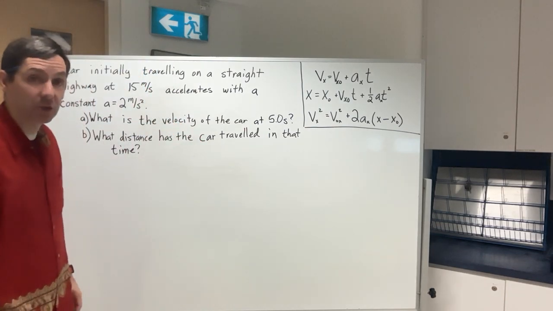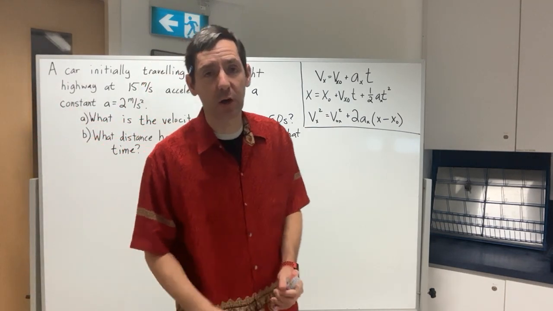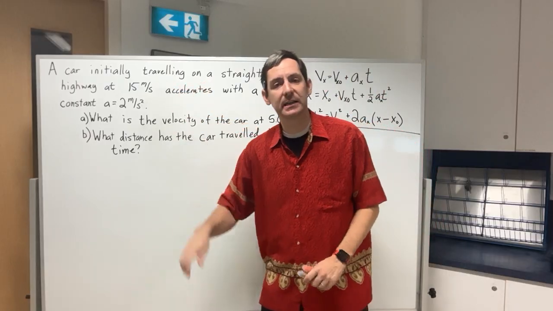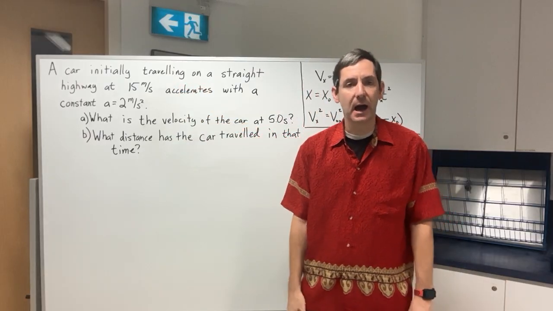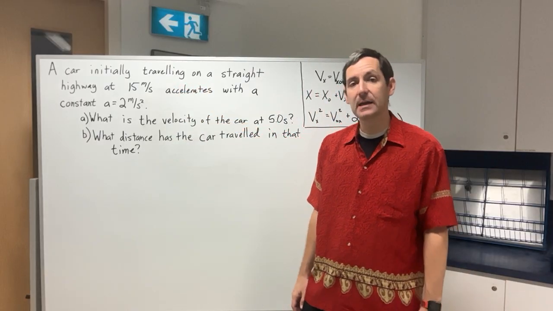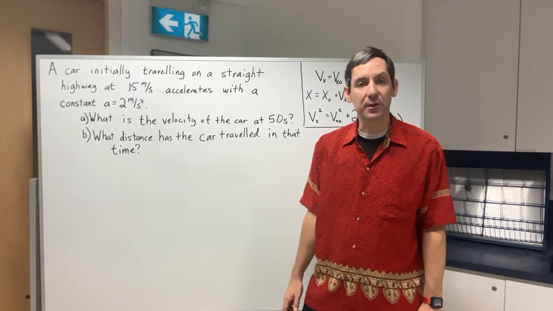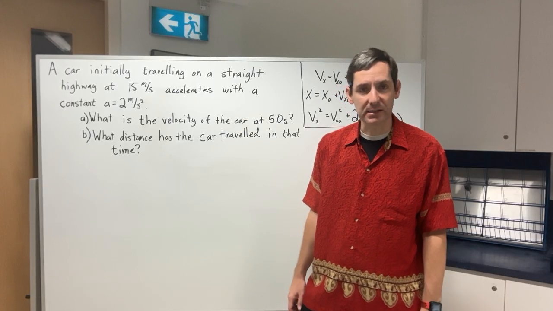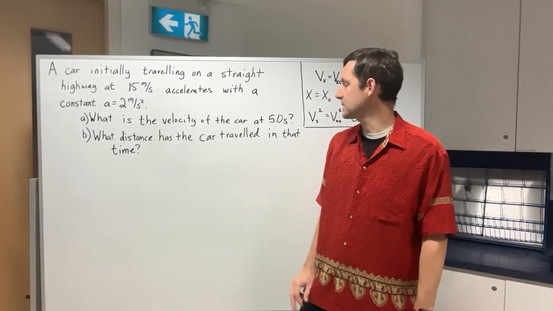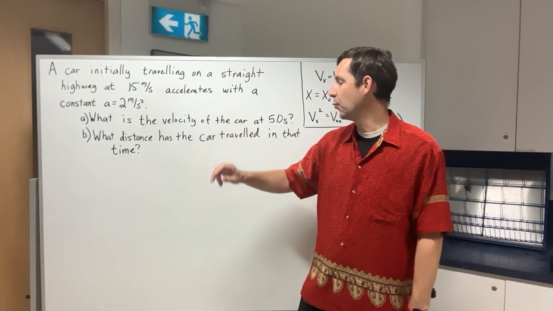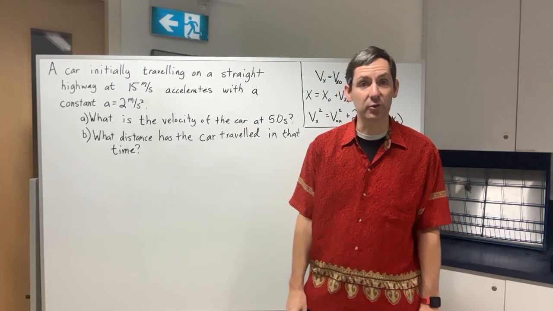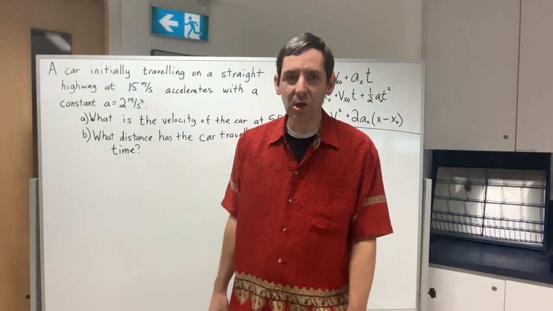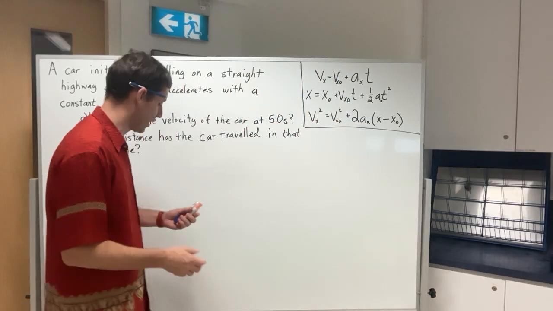Okay, the example that we're looking at here, this will be our first one, is a car initially traveling on a straight highway at 15 meters per second, and it accelerates with a constant acceleration of 2 meters per second squared. The questions are, what is the velocity of the car at 5 seconds, and what distance has the car traveled in that time? Okay, so we're gonna go ahead and just work straight through this one.